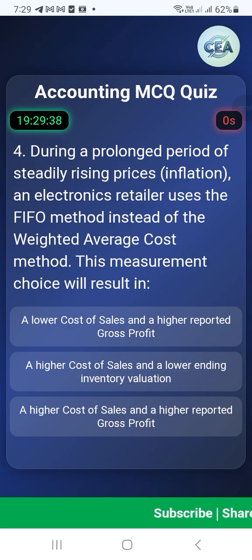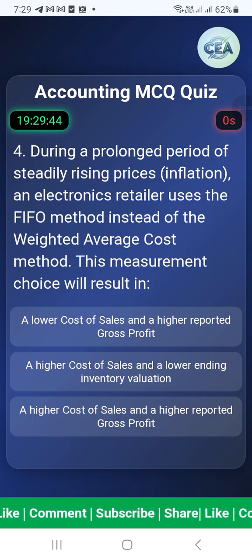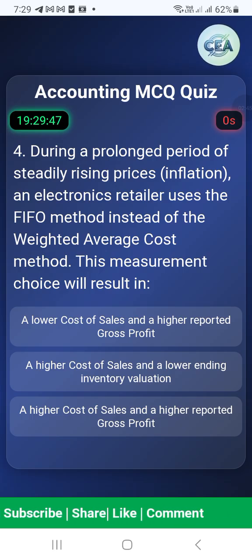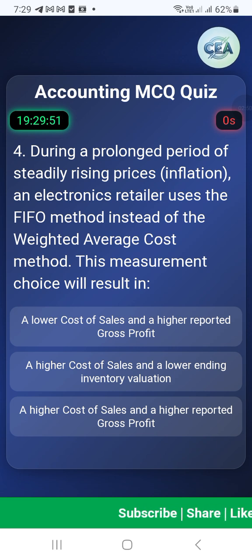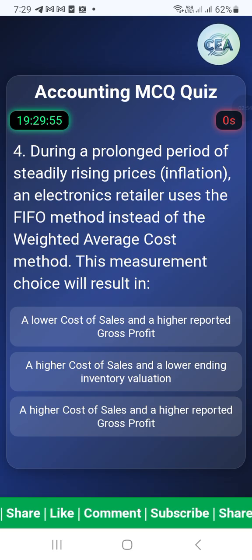4. During a prolonged period of steadily rising prices, inflation, an electronics retailer uses the FIFO method instead of the weighted average cost method. This measurement choice will result in: Option 1. A lower cost of sales and a higher reported gross profit.